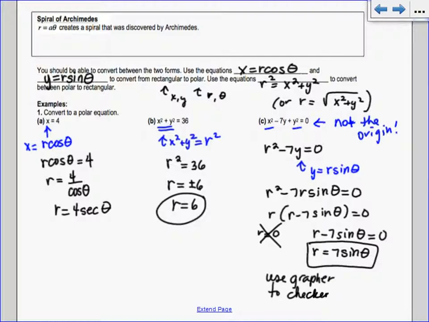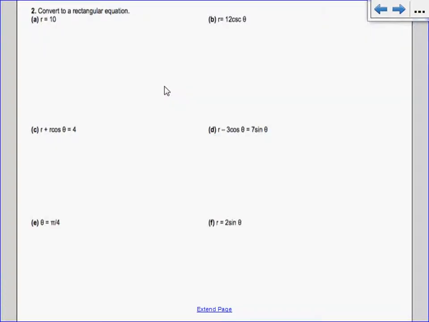So if you open up Grapher, all of you have that on your computer, and put in x squared minus 7y plus y squared equals 0, you will see that it is an ellipse. And it ends up being this one. So you can check on your graphing calculator with polar coordinates. All right, so that's how we switch from polar to rectangular.